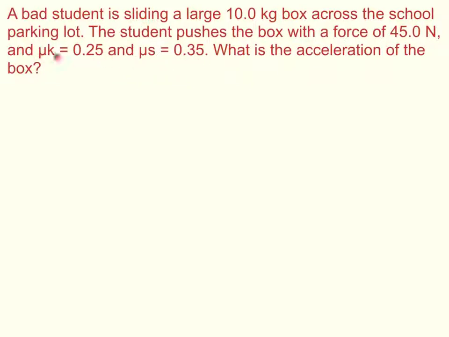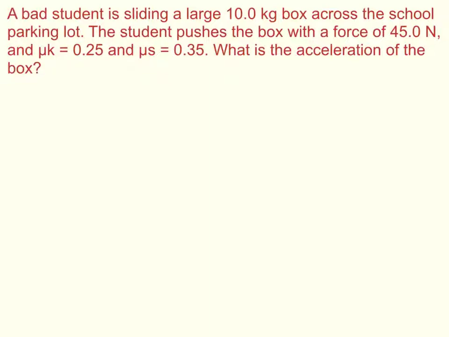Because it's a sliding box, I have to use mu k. Mu k is when one object slides across another. Mu s is if they're at rest. So if the student's pushing the box and it's not moving, then we're going to use the static coefficient of friction. But because it's sliding, we're going to have to use the coefficient of kinetic friction. That's mu k.